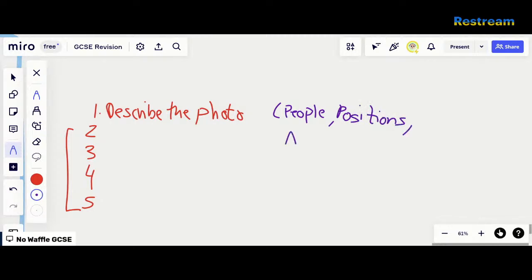Another thing is their action. What are they doing? Now, in the French video that I'm going to be posting, I'm actually going to be posting phrases for each of these sections. So don't worry, this video will definitely come out by tomorrow, and probably this evening at the latest, and it will have all the key information. But people, positions, action.